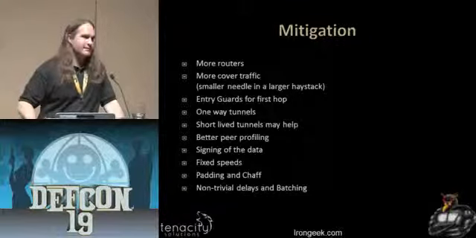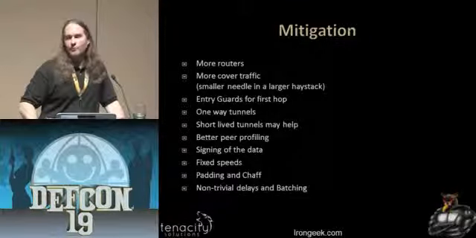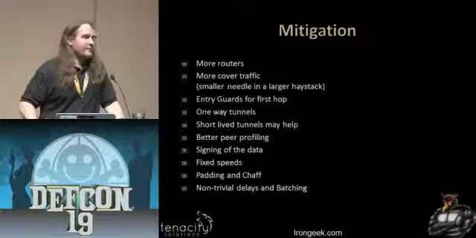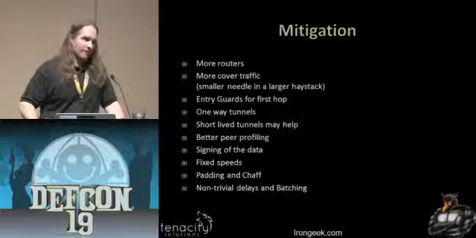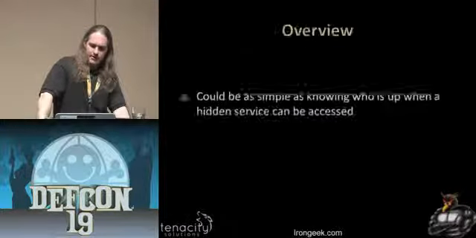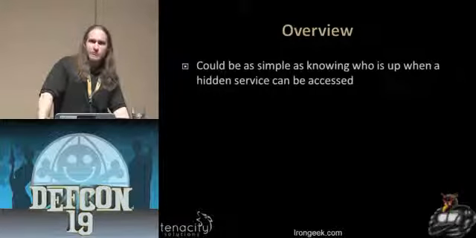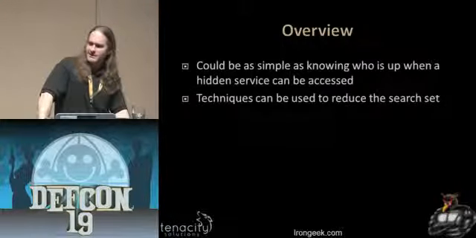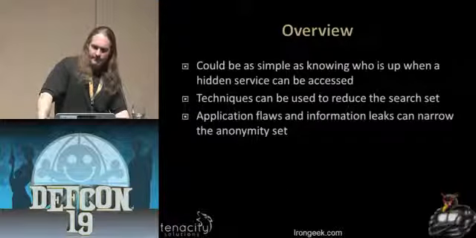Also, non-trivial delays, making a message wait a while before it's sent out, can also confuse an attacker. For low latency protocols like HTTP, this really isn't so much of an option. But for things like mail, does it really matter if it gets there a minute from now or 5 minutes from now? Probably not. Then there's also intersection and correlation attacks. This could be as simple as knowing who's up in the hidden service at the same time as the public IP address is available. These techniques can be used to reduce an anonymity set, maybe not necessarily outright reveal someone, but at least help you profile them.